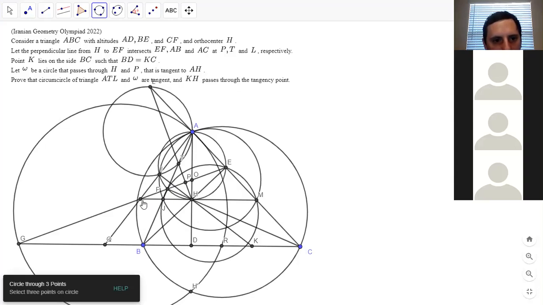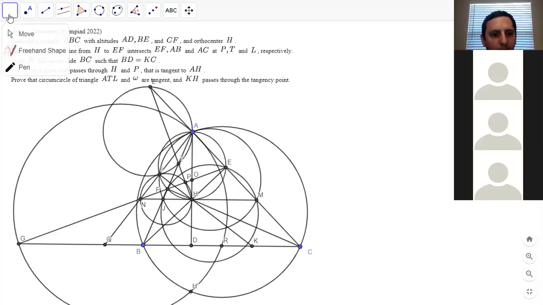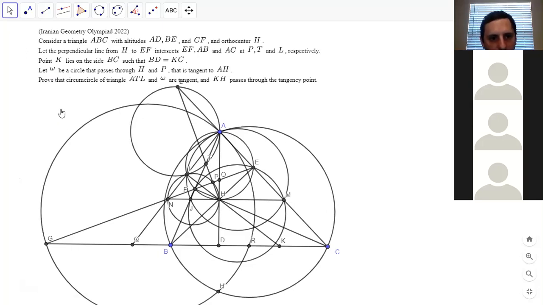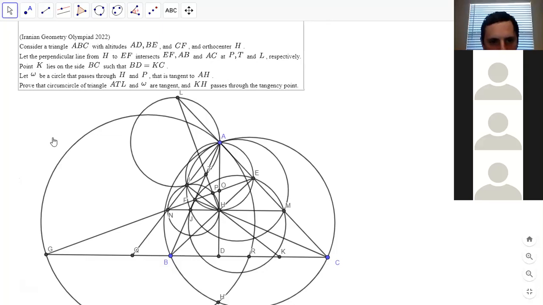Wait, do we know that LATI is cyclic? Do we know that ATIL is cyclic? Yeah, and we need to prove that that circle also is tangent to it. Yeah, we had to show they're tangent. That's true. So yeah, there still is one more step. But do we know that it exists, that it is cyclic?